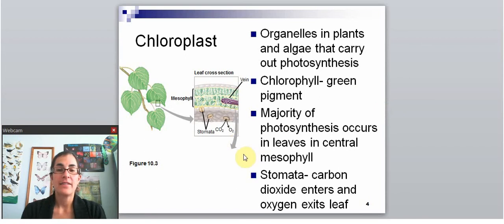The leaf has layers to it. So this is the interior layer, and there's an exterior layer of cells. The majority of photosynthesis is occurring in this part called the central mesophyll. And we'll talk a little bit more about that at the end of this chapter. Another key feature of leaves is structures called stomata. These are the stomata in this image here, and their job is to let gases in and out of the leaf. So they're going to allow CO2 to go into the leaf and O2 to leave the leaf.